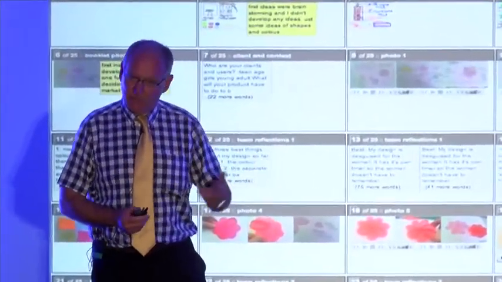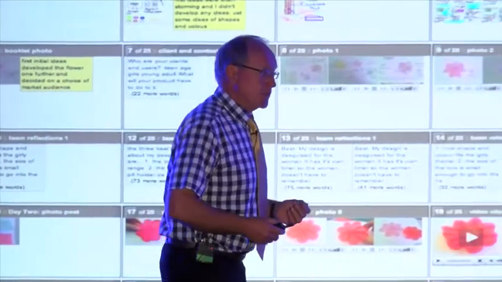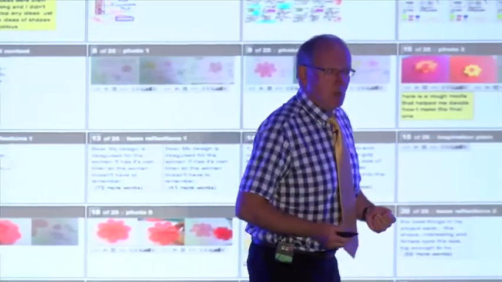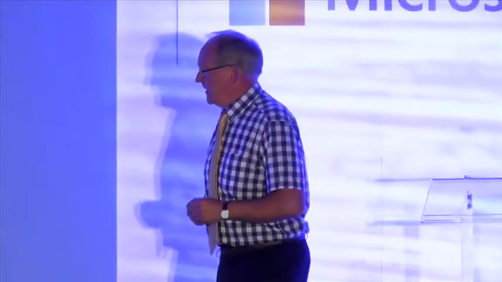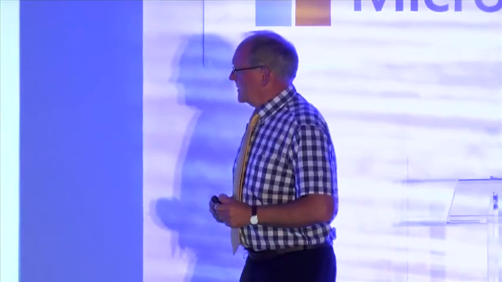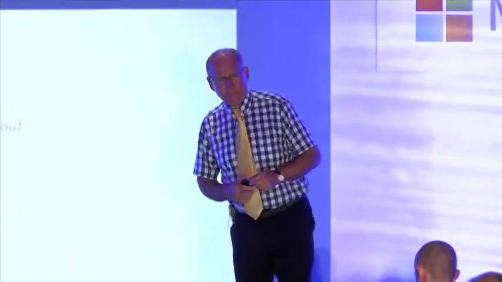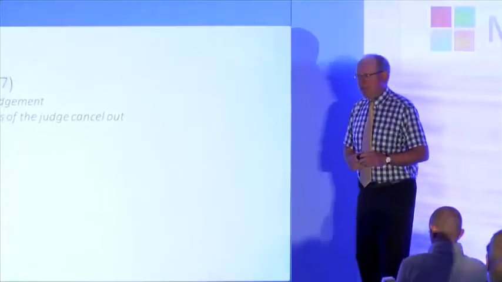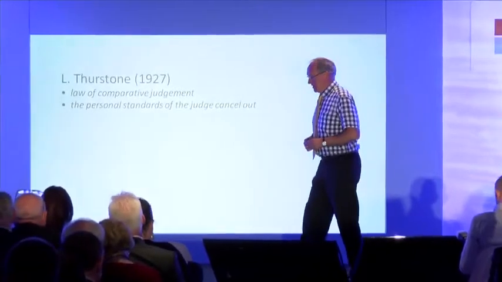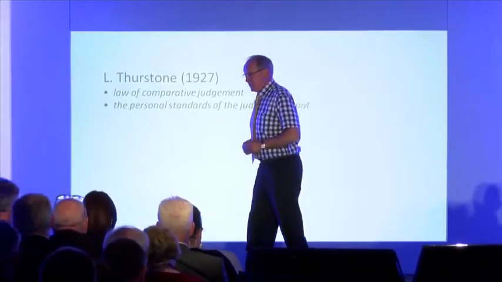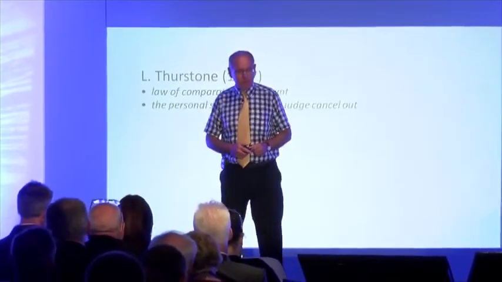That's the problem that we've been dealing with. So we've had to create a new model. It's not a new paradigm, it's a new model of how you do the assessment. And it started with Louis Thurstone in the 1920s. And he came to the astonishing revelation that comparative judgment is easier than absolute judgment.